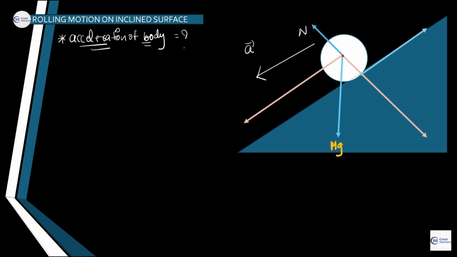I am assuming that the body has weight equal to mg, and this is the angle of inclination theta, and this is also the angle of inclination theta. Then this must be mg sin theta. Above I have mentioned the normal direction. This must be mg sin theta, and this must be mg cos theta. I'm hoping that it's fine. And here we have a value of friction.